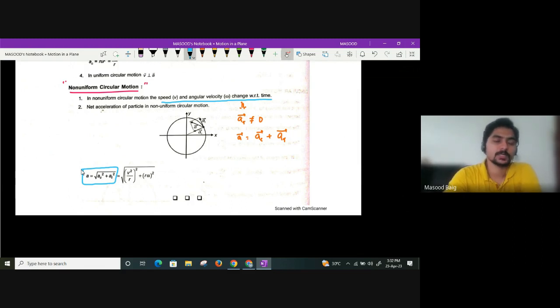Circular motion in which speed is constant is uniform circular motion. Circular motion in which speed is varying is non-uniform circular motion. In uniform circular motion, will tangential acceleration be there? No. Why? Because speed is remaining constant. In non-uniform circular motion, will tangential acceleration be there? Yes. Total acceleration will be given as under root of centripetal acceleration square plus tangential acceleration square.